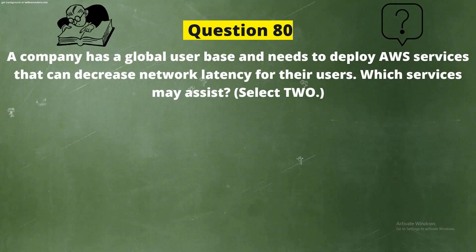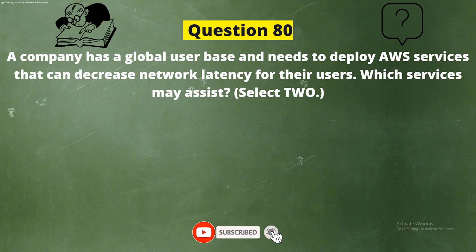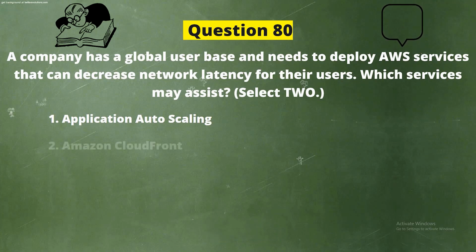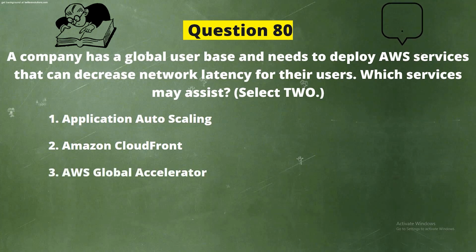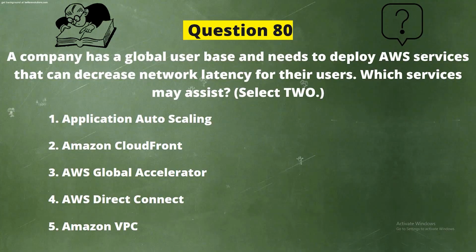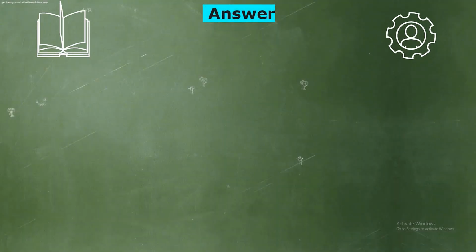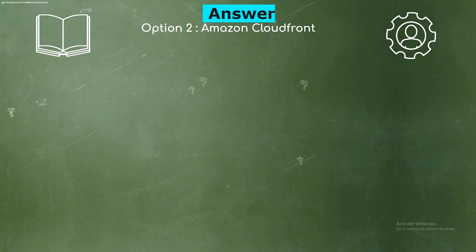Next question. A company has a global user base and needs to deploy AWS services that can decrease network latency for their users. Which services may assist? Select 2. And the options are: Option 1. Application auto-scaling. Option 2. Amazon CloudFront. Option 3. AWS Global Accelerator. Option 4. AWS Direct Connect. Option 5. Amazon VPC. And the correct answers are: Option 2. Amazon CloudFront.